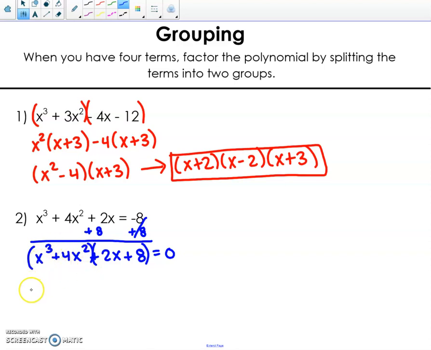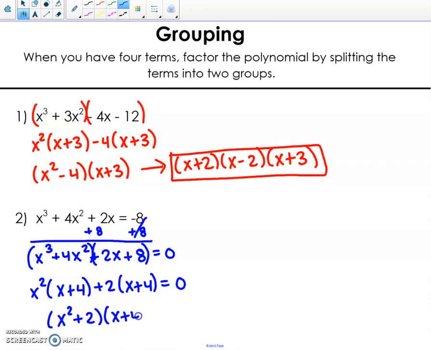Take out the GCF from the first grouping. That's going to be x squared. So we have x plus 4. The GCF of the second grouping is going to be a 2. We have x plus 4. And again, we have the same factors on the inside, the x plus 4. So we take our 2 outside terms, x squared plus 2, and then we have the x plus 4. Now we see a quadratic again, so we want to see if we can factor it. X squared is a perfect square, but 2 is not a perfect square, and there's a plus sign instead of a minus sign, so we can't factor that any further. So this would be fully factored, but now we want to go ahead and set it to 0.